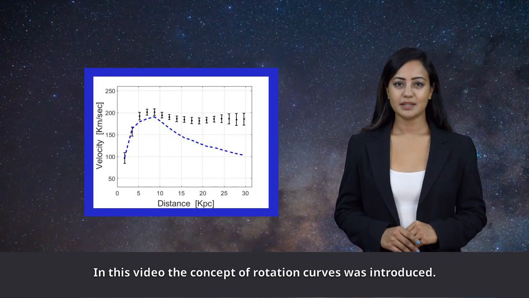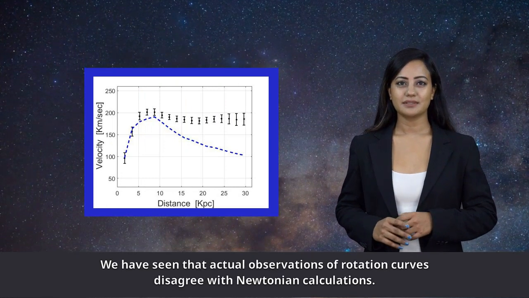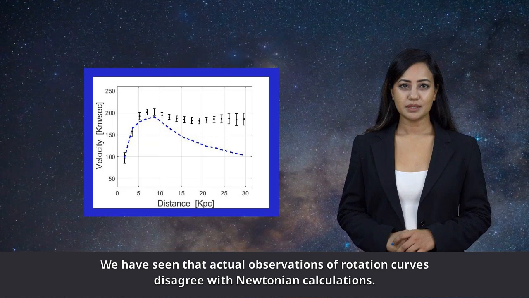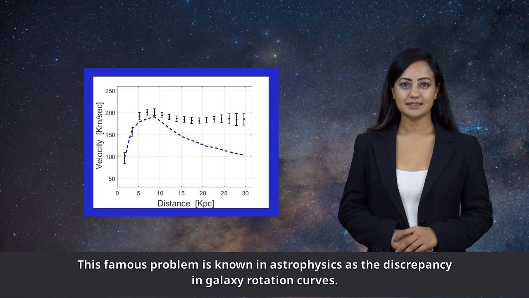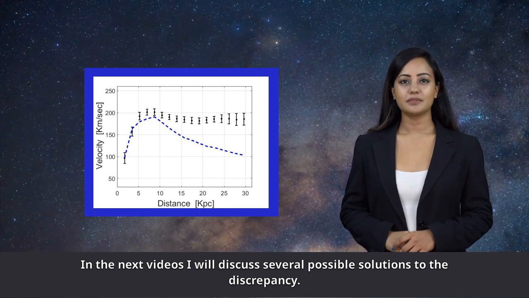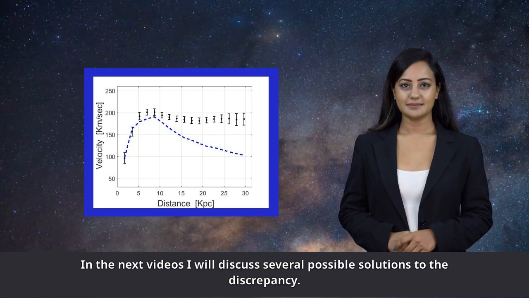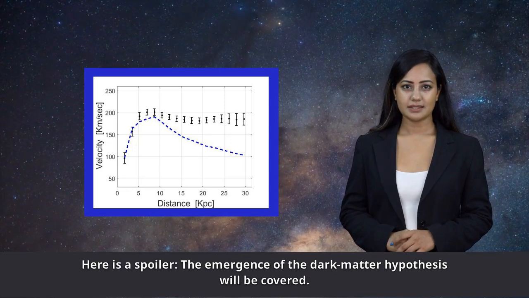In this video, the concept of rotation curves was introduced. We have seen that actual observations of rotation curves disagree with Newtonian calculations. This famous problem is known in astrophysics as the discrepancy in galaxy rotation curves. In the next videos, I will discuss several possible solutions to the discrepancy. Here's a spoiler. The emergence of the dark matter hypothesis will be covered.